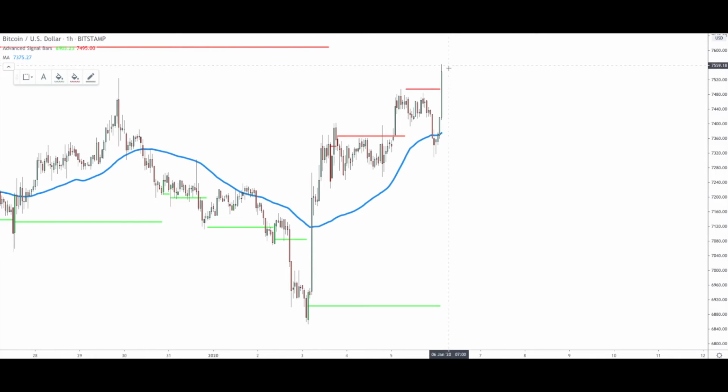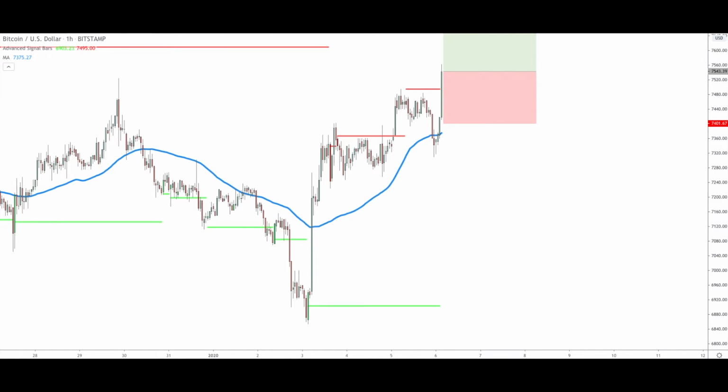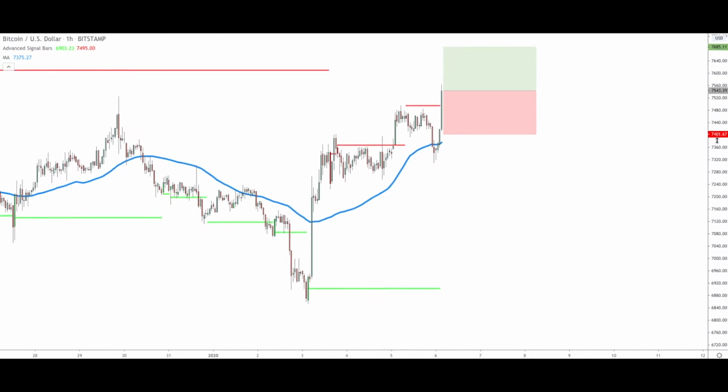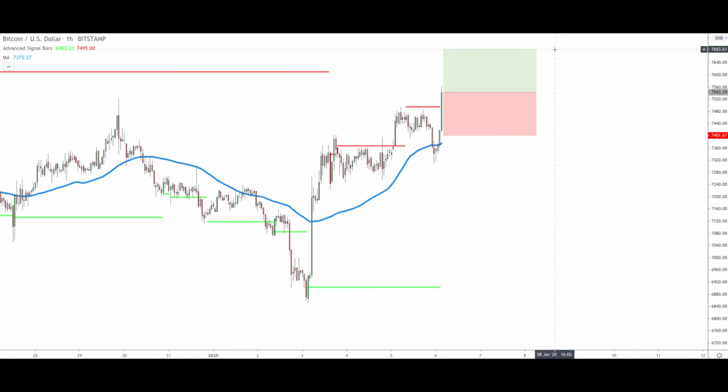So how do I do this? Well, I simply place an order with a risk reward of 1. So in this setup with the advanced signal bars, I just place an order with a risk reward of 1. And that's it. I'm just waiting for the price to reach this target. If it goes to target like I'm expecting, I have a winning trade. If it goes to stop loss, I have a losing trade.